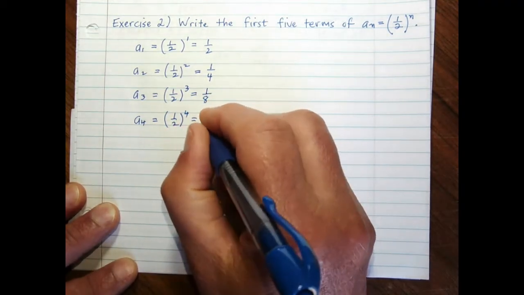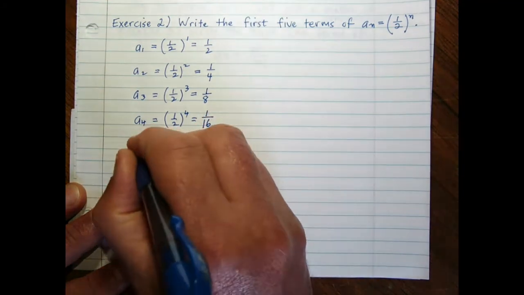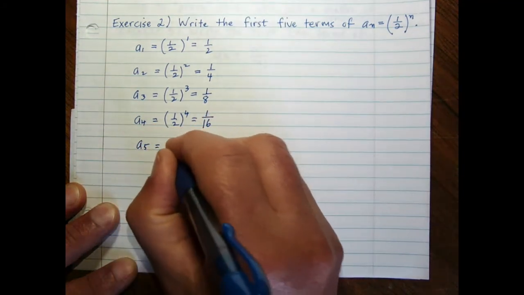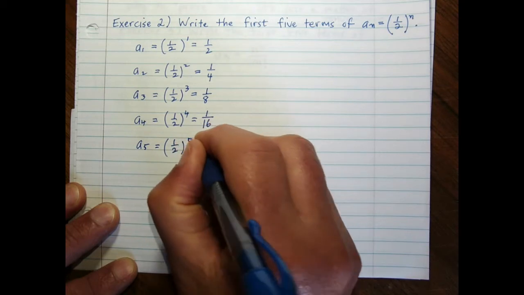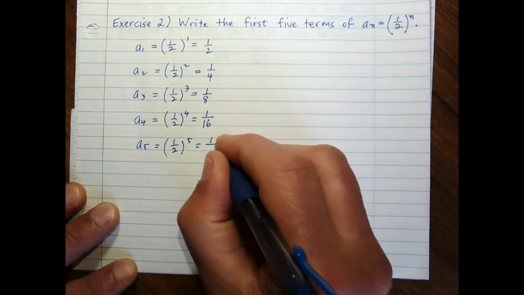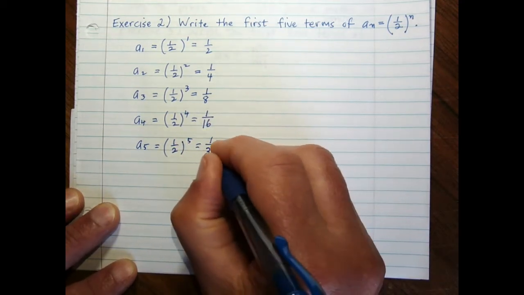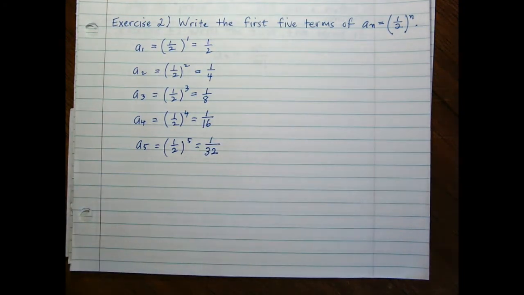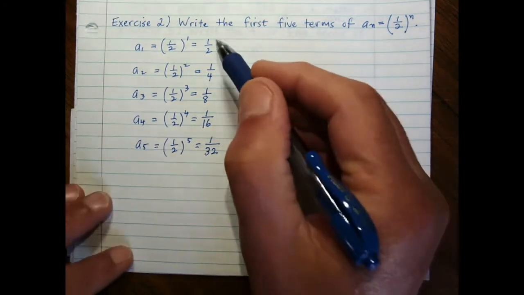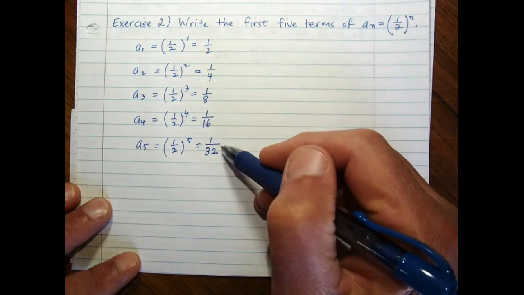A sub 5 is 1/2 to the fifth. That's 1/32. So that's an example where I think it's a lot easier to see what the pattern is just by looking at the numbers. You can kind of see we have these powers of 2 in the denominator.